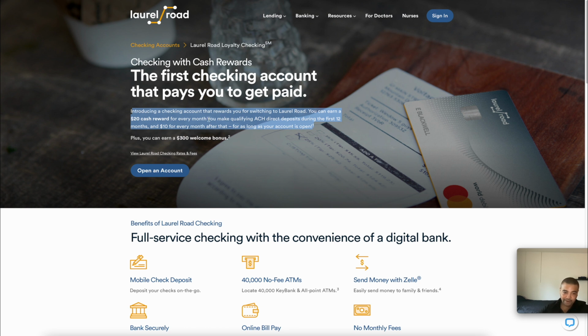And that right there, again, is kind of where it starts to be vague, and we need to tighten this up. So, they're telling us $20 cash for every month you make qualifying ACH direct deposits, but they don't tell you what qualifying means, how much, where it has to come from, things like that. So, see, they're kind of being vague already.